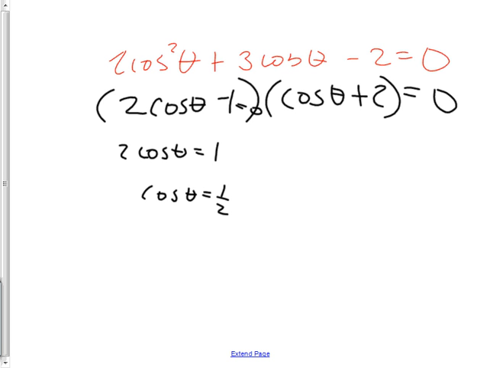Did you get 2 answers for that one? They should have been pi over 3 and 5 pi over 3. Raise your hand if you agreed with that one. Okay, good. Then moving on to the next part.